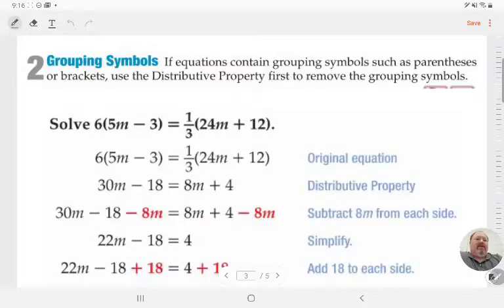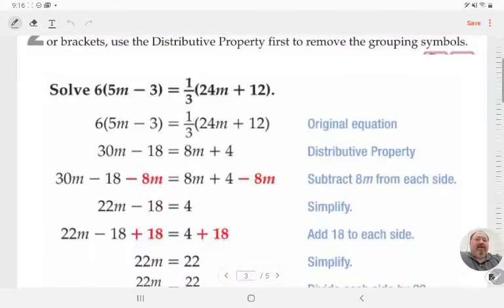All right, now if the equations contain grouping symbols such as parentheses or brackets, use the distributive property first to remove the grouping symbols. So if we have 6 times the difference of 5m and 3, set equal to 1/3 times the sum of 24m and 12. Okay? So first thing we have to do is distribute, which means 6 times 5m and 6 times negative 3. That'll give me 30m minus 18.